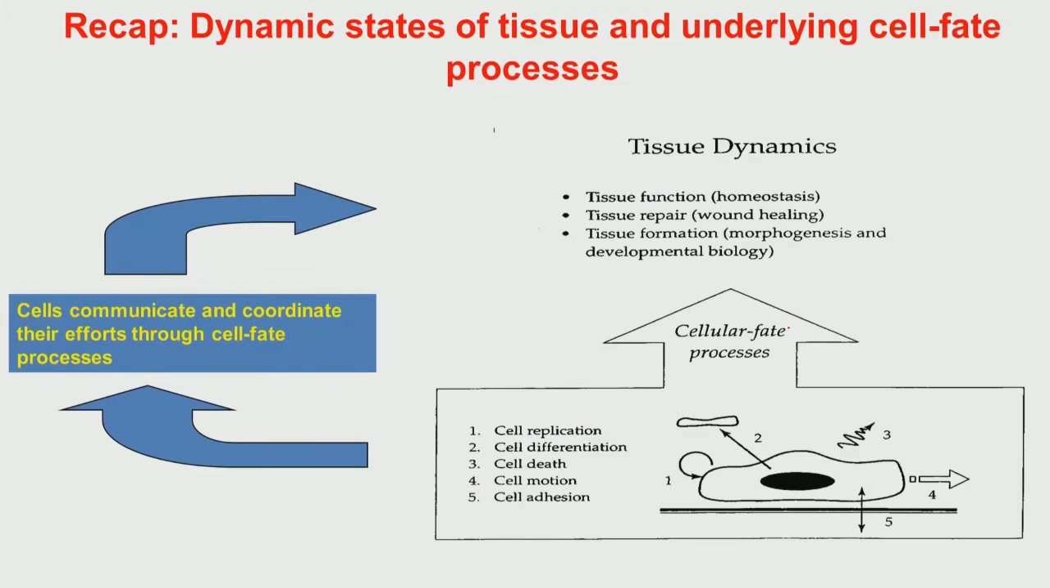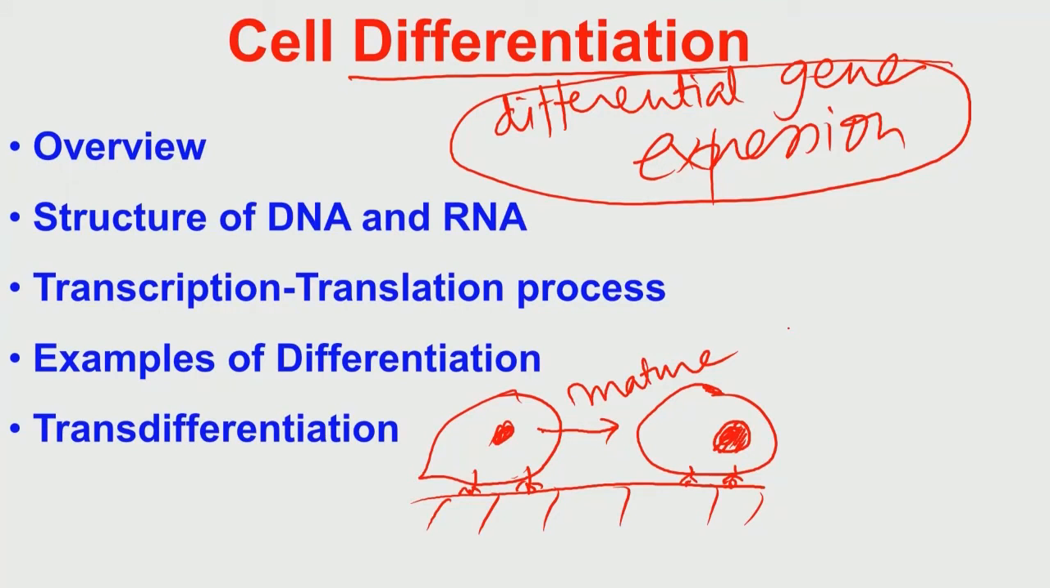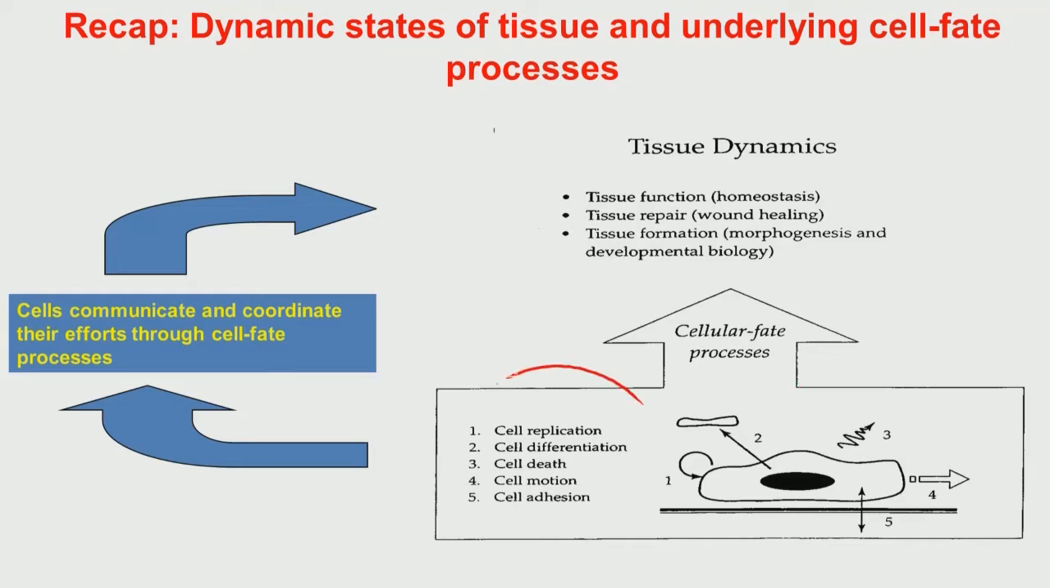Now, to understand differentiation and to quantify gene expression, you need to first understand the structure of two nucleic acids of importance, that is deoxyribonucleic acid and ribonucleic acid, DNA and RNA. I have mentioned before that once a cell adheres on a material substrate, there are different fate processes that a cell can choose to take up: replication, that is division, differentiation, death, cell motion and cell adhesion.